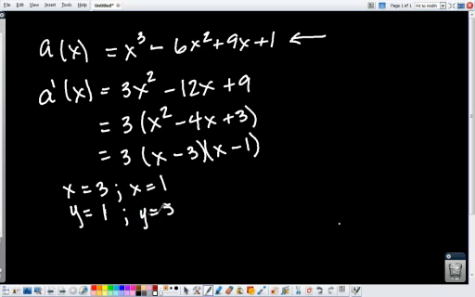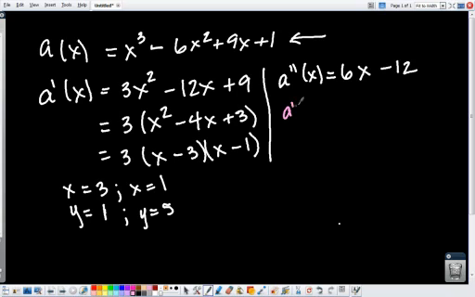So let's go ahead and use the second derivative to figure out which one is the max and which one is the min. So I'm going to say a double prime of x equals 6x minus 12. To find which one's the max or the min, I plug in the x coordinate everywhere I see x, and then I'm looking to see whether the sign is positive or negative. Okay, so I end up with 18 minus 12. It is positive, which means that this is a minimum.